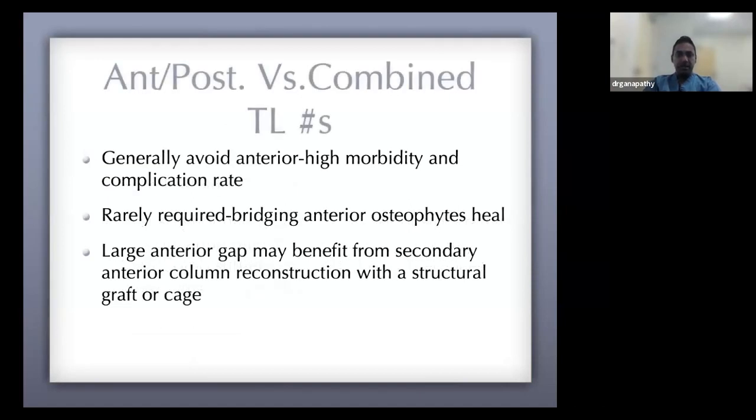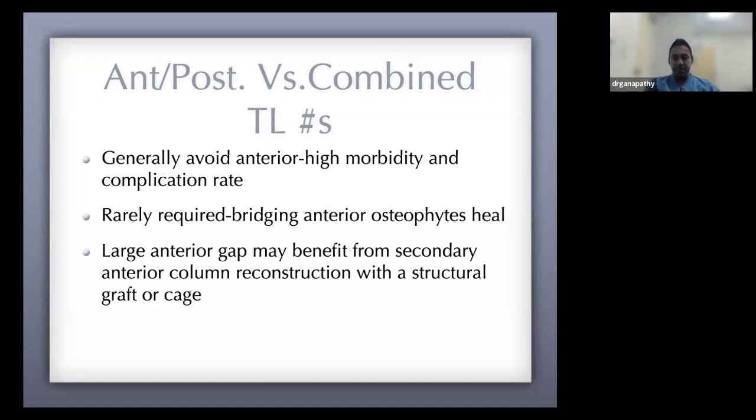This is another study, I just wanted to highlight one point here. They were talking about the same anterior posterior combined approach, but they looked at a large anterior gap. They said that would benefit from a secondary anterior bone reconstruction. Again, as I showed you, we have a low threshold to monitor these patients, and if there's a significant anterior gap, doing a percutaneous or minimally invasive lateral technique could be additionally helpful to avoid the overall surgical insult. But that's a personal choice in terms of whether you want to go anterior or not.